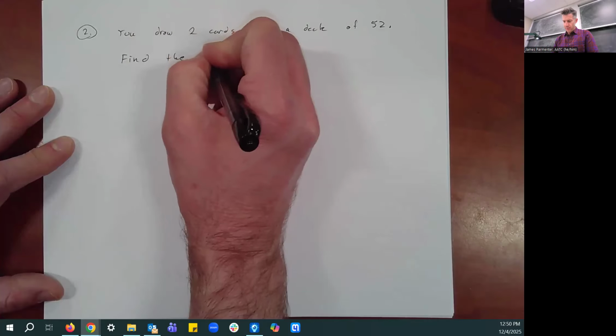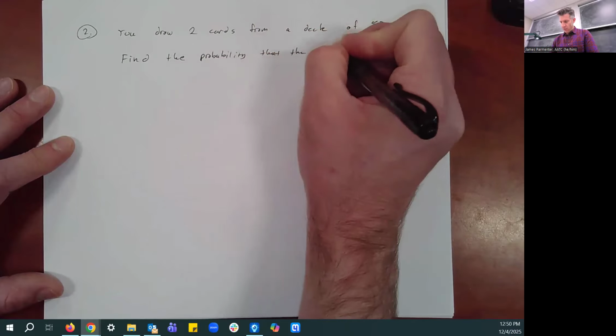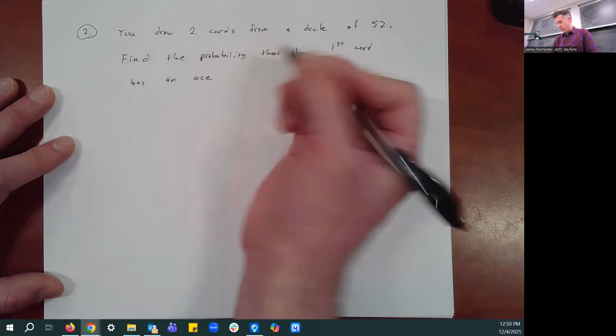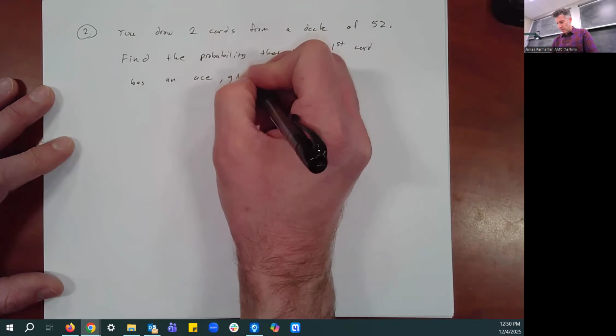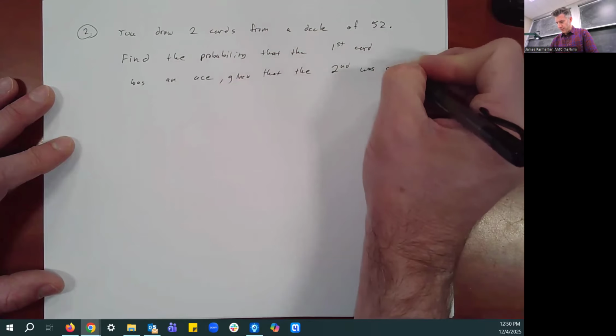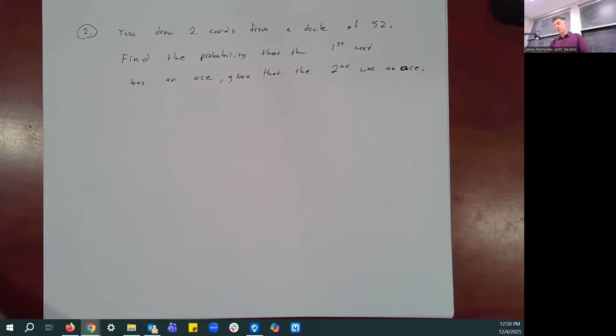Find the probability that the first card was an ace, or whatever we're talking about, given that the second card was an ace. And to me, this feels weird because you draw the first card, you don't look at it, and then you draw the second card and, oh, I got an ace. What's the chance that the first card was also an ace?